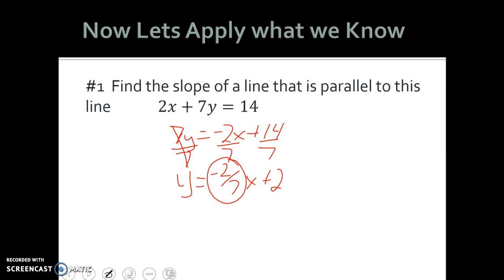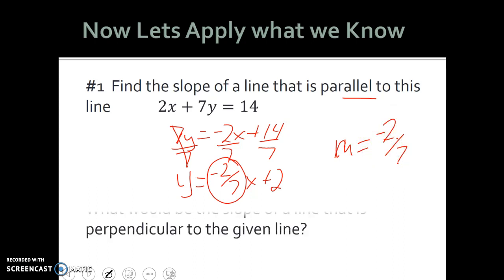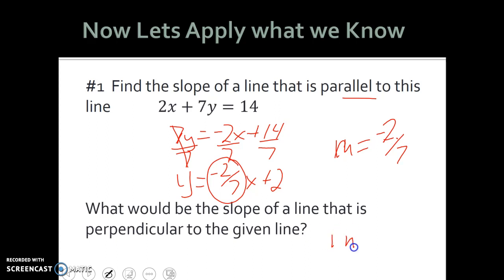So if I want to find the slope of a line that's parallel to it, the slope of any line, that's m, the slope of any line parallel to this line is also going to have a slope of negative 2/7, because slopes of parallel lines are the same. So what could be the slope of any line perpendicular to it? Well, the opposite reciprocal of negative 2/7 is 7 halves, positive. So the slope of anything perpendicular to it is going to have a slope of 7 halves.